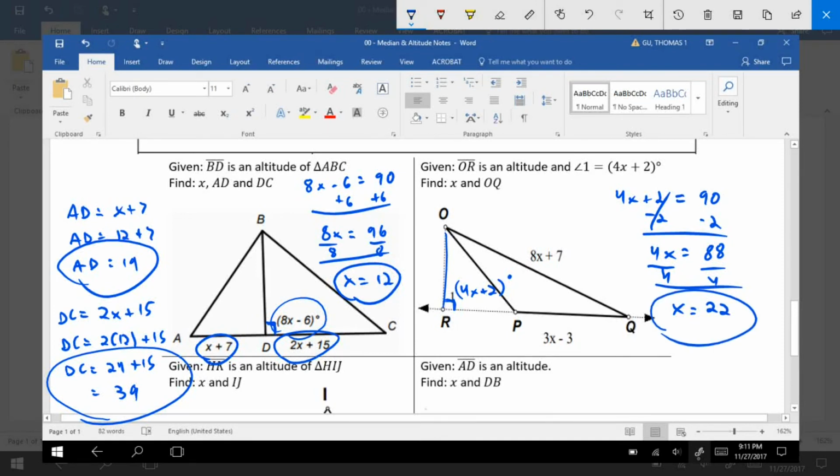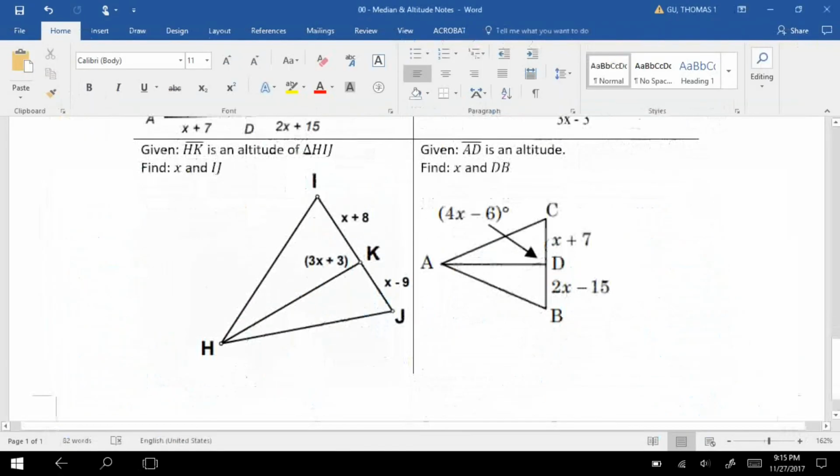So that means I found my x, and now all I have to do is plug in to find OQ. OQ, don't pick 3x minus 3. That's not OQ. Trying to trick me. It's 8x plus 7. So OQ equals 8x plus 7, which equals 8 times 22 plus 7 because x is 22. What's 8 times 22 plus 7? If I get a calculator, boom, that's 183. OQ is 183.